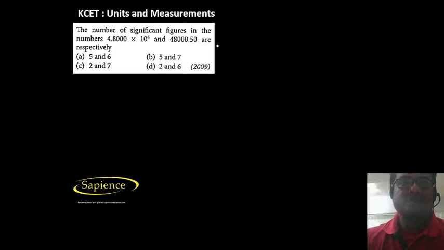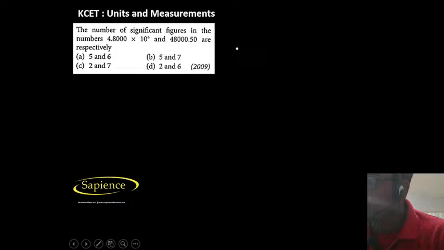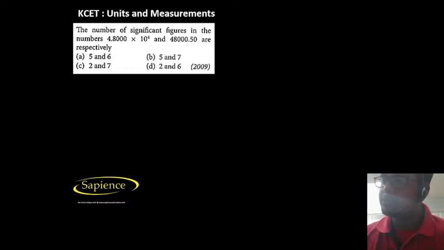And then the next question is the sum of the number of significant figures in the numbers given, respectively. Here the rule is that all the non-zero digits are significant.